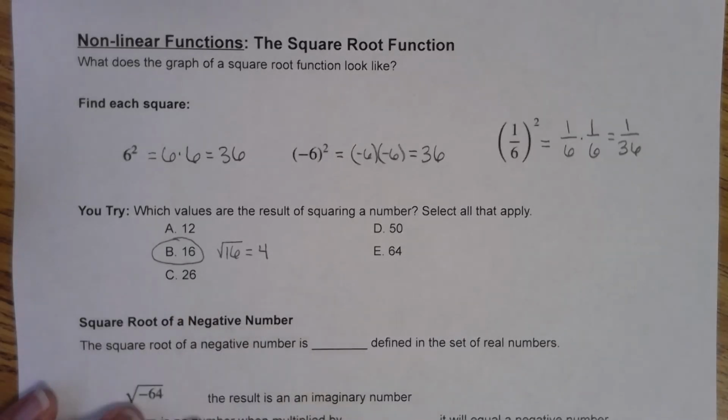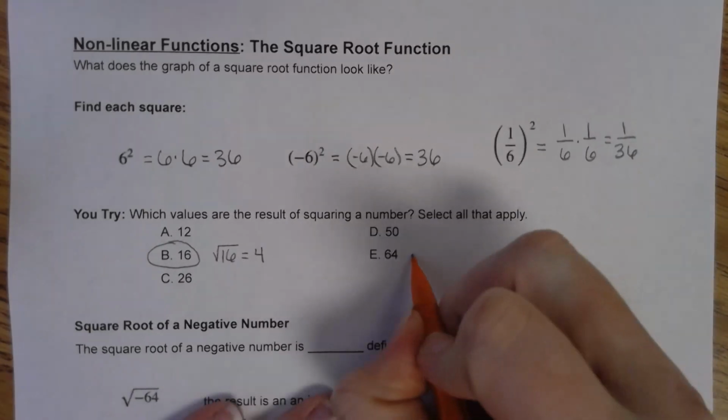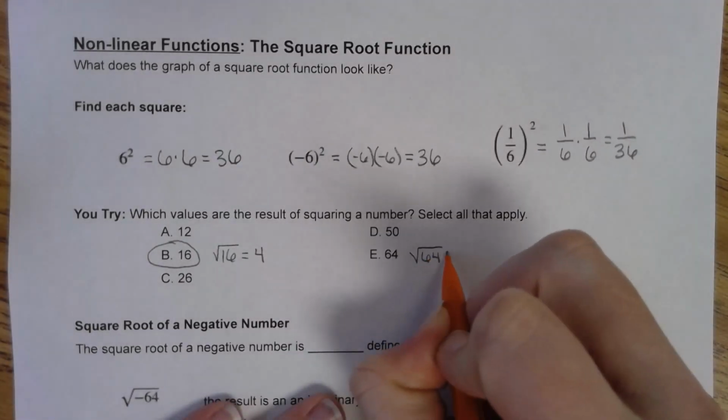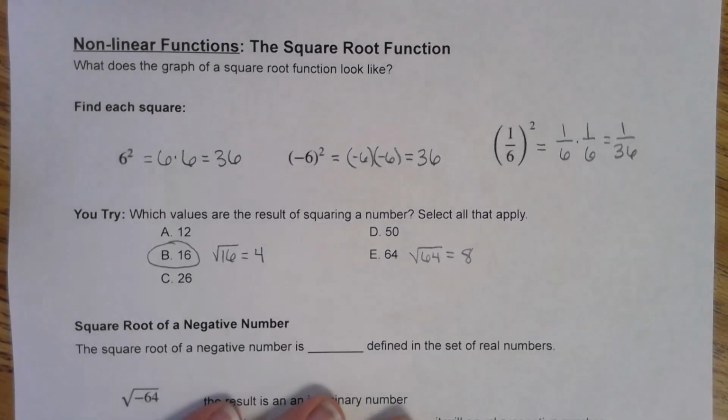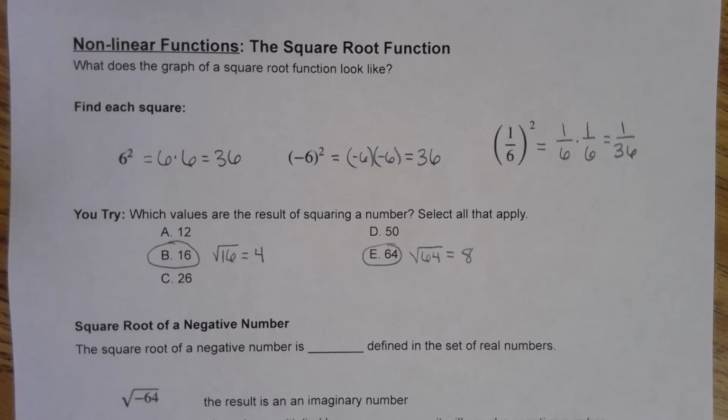26 is not going to be selected here because, again, there's no number times itself that will equal 26. 50, there is no number that you multiply times itself that equals 50. And then finally 64, we can take the square root of 64, and that equals 8. So we will select this one as a value that is the result of squaring a number, because 8 squared is 64.